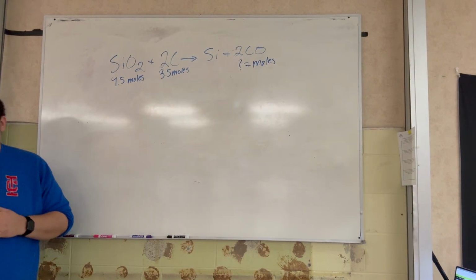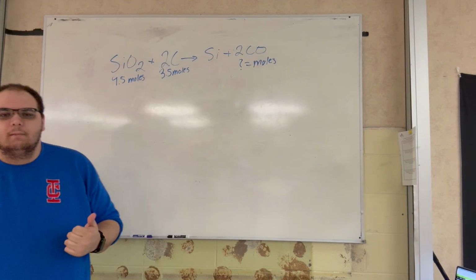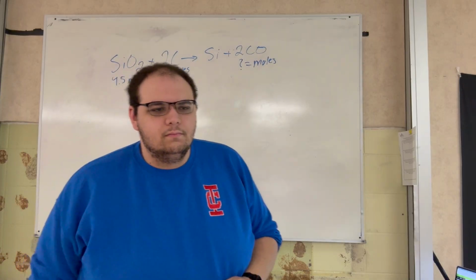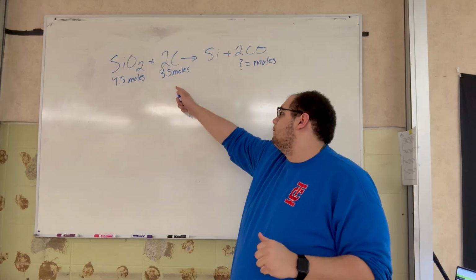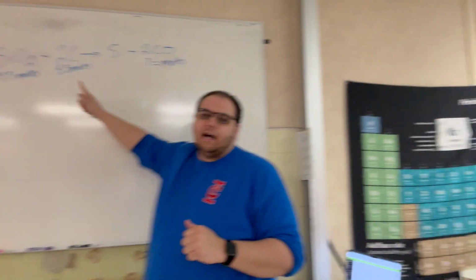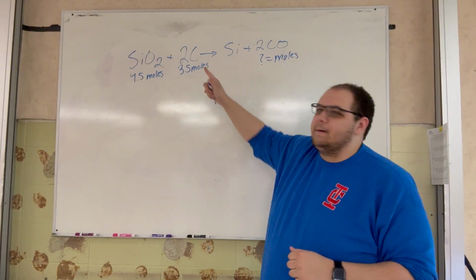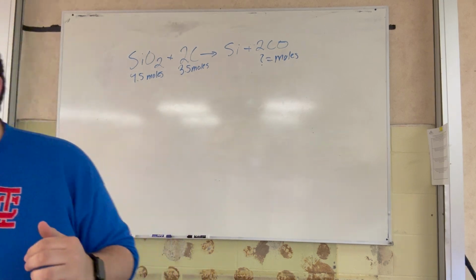Here's what I need us to do. I need us to be able to look here and tell us which one of these is going to run out first. Just looking at it, which one do you think is going to run out first? Lucia thinks 3.5 moles of carbon is going to run out first. Who agrees with her? Who disagrees?